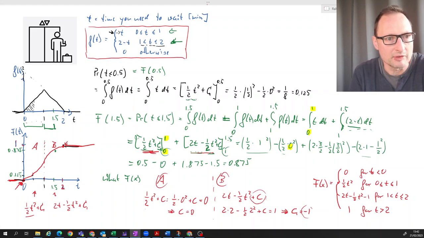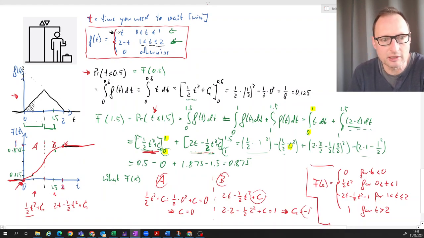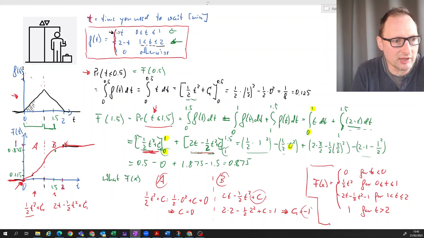All of this information you can squeeze out of the density function with which we started. So what did we do? We defined a random variable, t, the time you need to wait for a lift. You were given a density function for that continuous random variable, which allowed us to draw it and to calculate probabilities. We had to integrate. And that then allowed us to calculate the CDF for that density function. But for both calculating these probabilities and the CDF, we needed to recognize that we had a piecewise definition, depending on where in the domain we were.